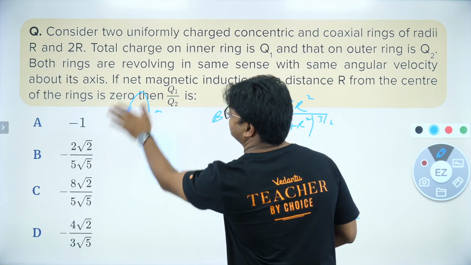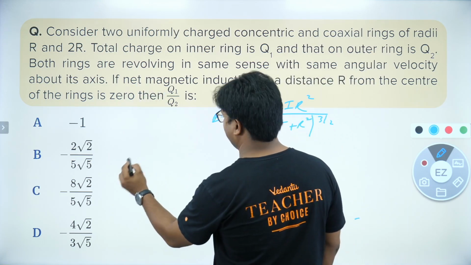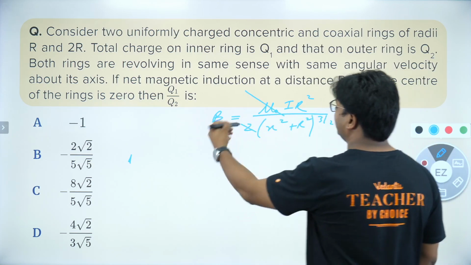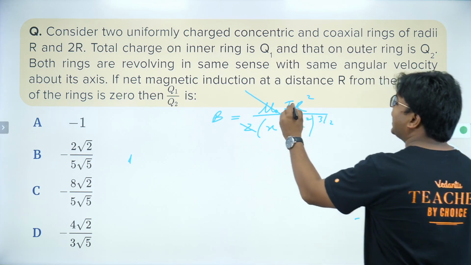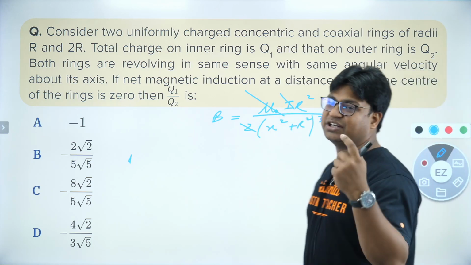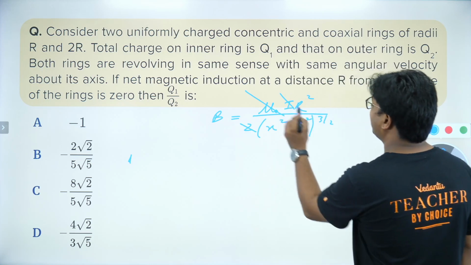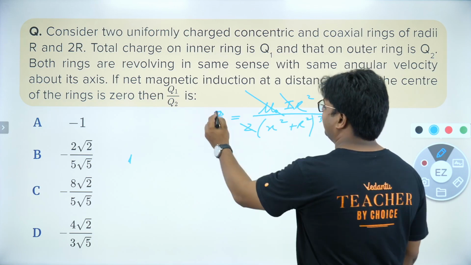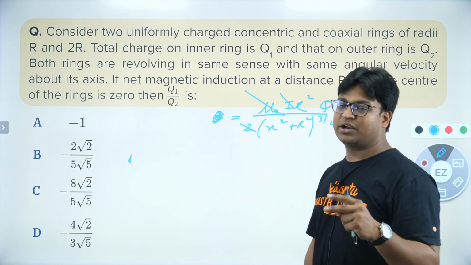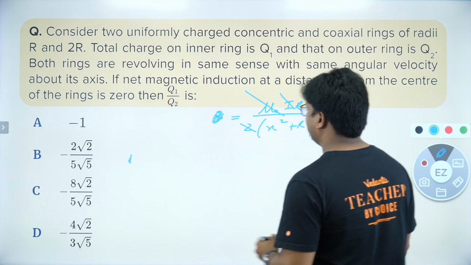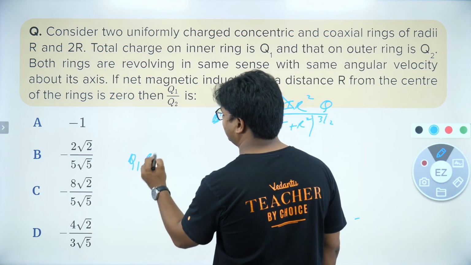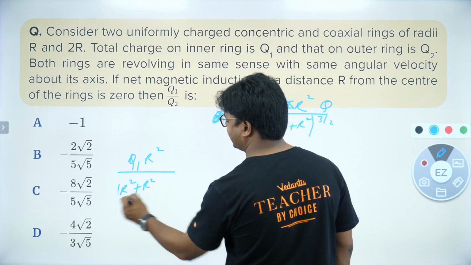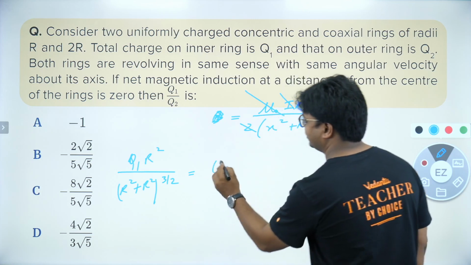Okay, so I'm going to write, things that are going to get cancelled, I'm not paying attention to them, like mu naught and 2, these are going to get cancelled. Even I will be written as charge divided by time period. Time period will be the same. So instead of I, I'm going to use a Q here. I'm not saying that I'm writing the expression of B anymore, but I'm writing only those things which are going to make a difference in the ratio. So I'm going to write Q1 into R square divided by R square plus R square raised to power 3 by 2, and this should be equal to Q2.